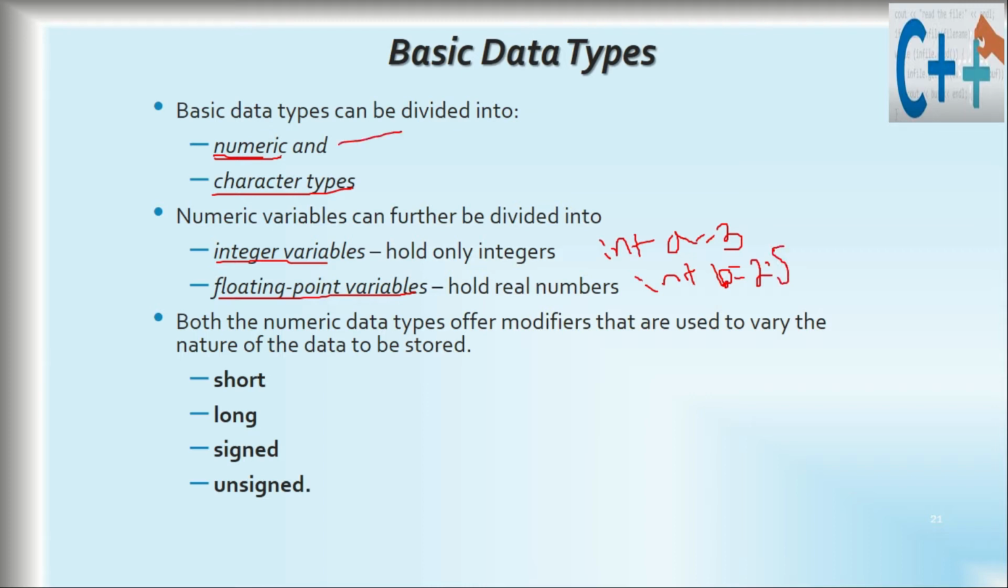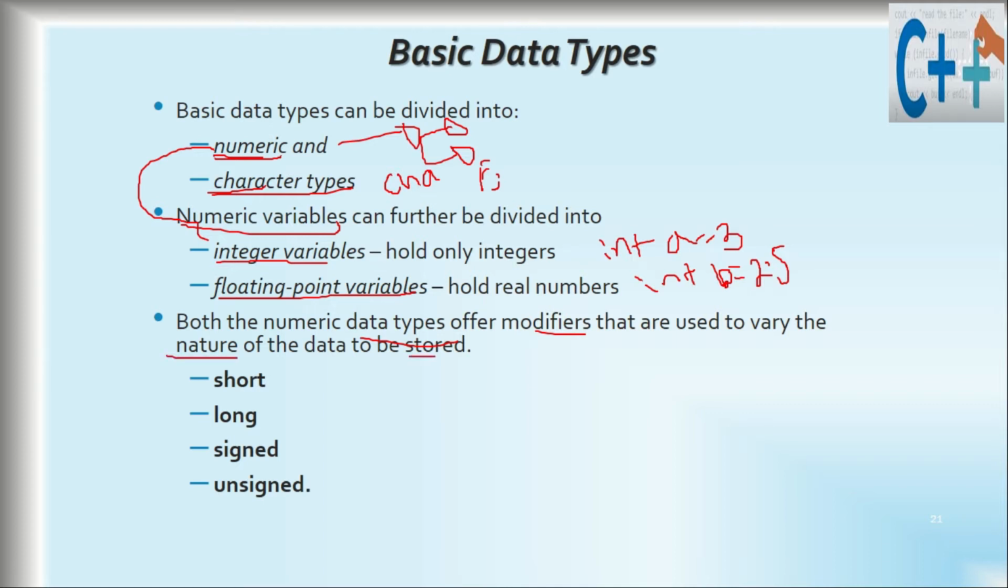So numeric variables, floating and integer, are expressed in integer numbers and in floating or decimal numbers. And the character type is char, for example, char f or char m, like this.